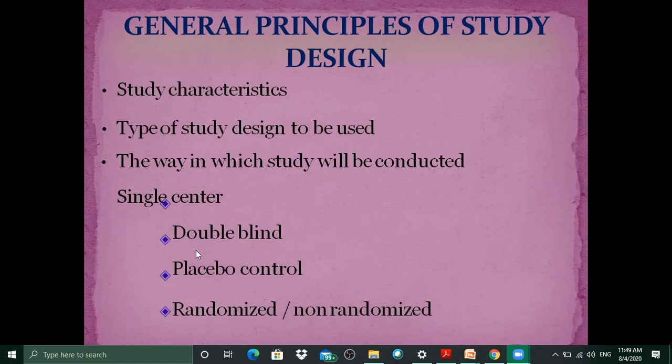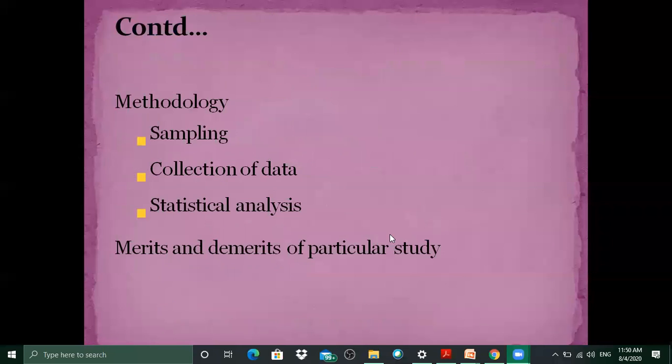Then whether it would be a double blind, single blind, triple blind, etc. Then placebo, whether they will have a placebo control as a study arm or not. Then randomization and non-randomization, which we have seen, what you mean by randomization and non-randomization. So whether it is going to be a randomized control trial or a non-randomized control trial. Then methodology for sampling, collection of the data, and statistical analysis.